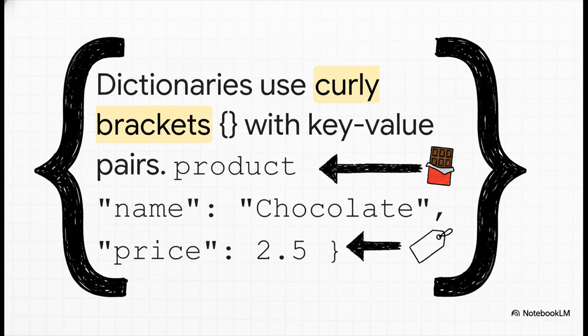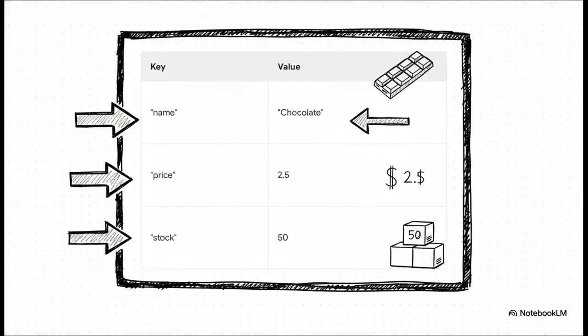It stores everything in what we call key-value pairs. So instead of position 0, we have a key called name, and its value is chocolate. See? Instead of position 1, we have the key price, and its value is 2.5. So this is the basic idea. Every piece of data, the value, is tied to a unique label, the key.